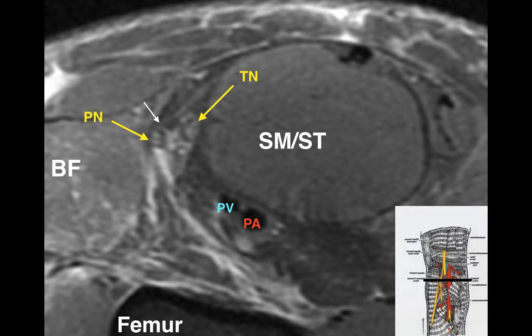Careful examination also shows the connective tissue extending between the superficial surfaces of the tibial and peroneal nerves to the semimembranosus semitendinosus muscles. A large white arrow shows the path of an injecting needle during an injection medial to the sciatic nerve.